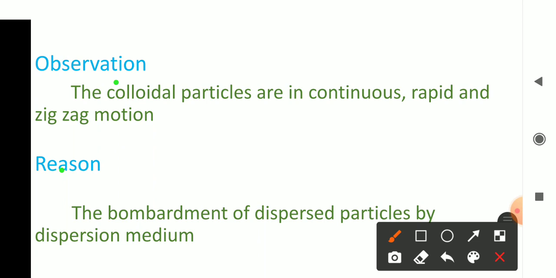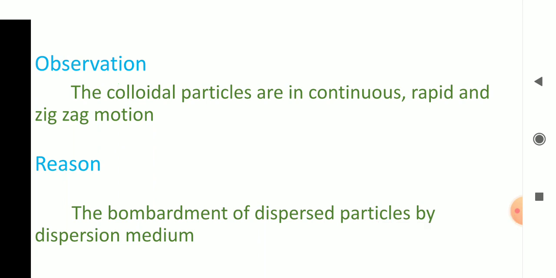Okay, so what is called as Brownian movement? The continuous rapid zigzag movement of colloidal particles is known as Brownian movement. And what is the reason for Brownian movement to occur? It is due to the bombardment of the dispersed particles with the dispersion medium.